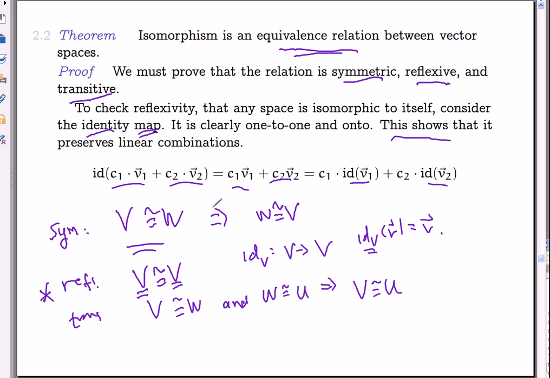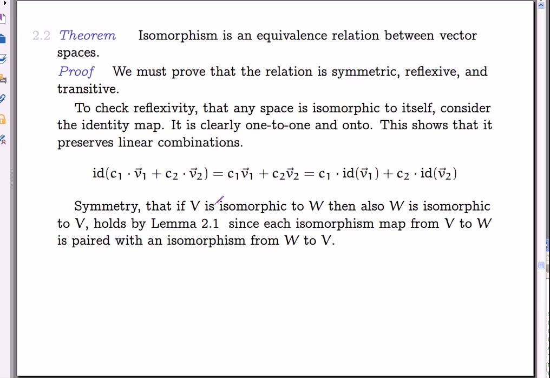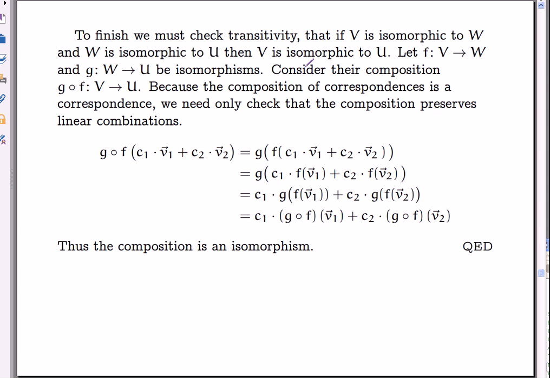Let's move on to symmetric. Okay. All right, if V is isomorphic to W, then W is isomorphic to V. Well, this is what we just showed, that if we have an isomorphism, then the inverse map is also an isomorphism. So that establishes the symmetric property. The transitive property: if V is isomorphic to W and W is isomorphic to U, then V is isomorphic to U.